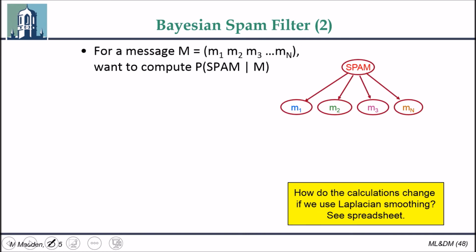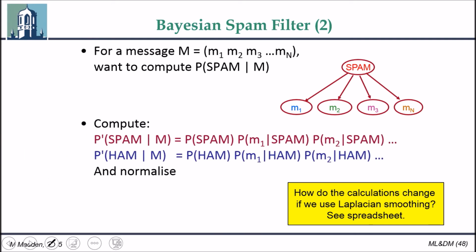Right then. So here's a slightly improved version of that diagram I scratched on the previous page. A message M is a collection of words. This is our bag of words representation. We want to compute the probability of spam given the set of words in this message. And we'll do it just like we did for the tennis example. We will try non-normalized. What's the probability of spam given this collection of words? What's the probability of non-spam, or ham as it's sometimes called, given this collection of words?